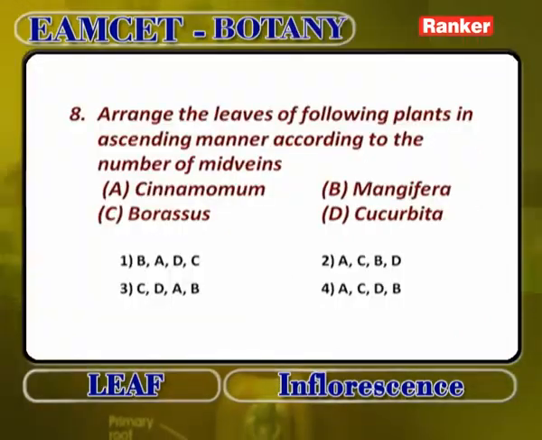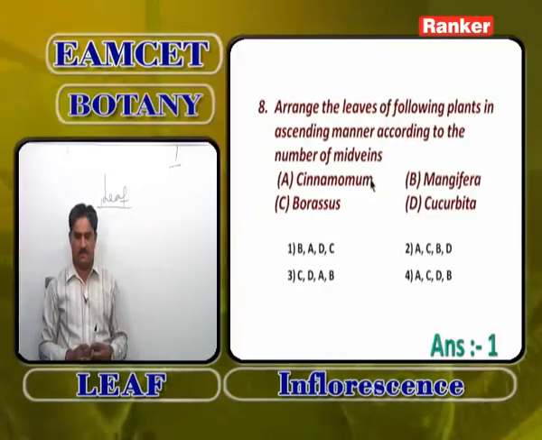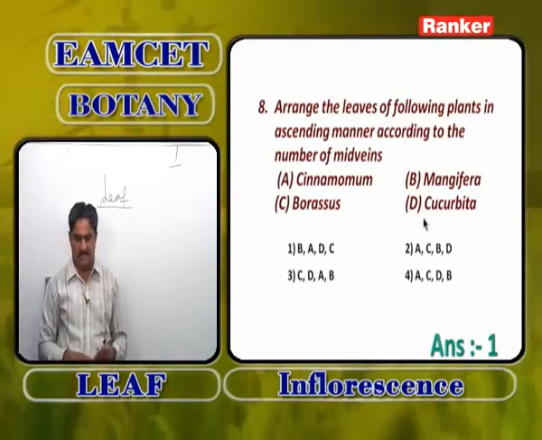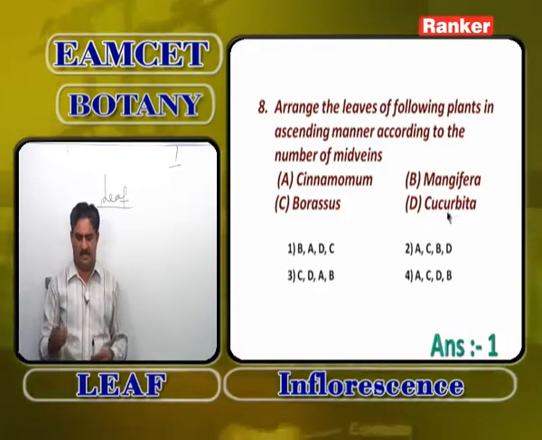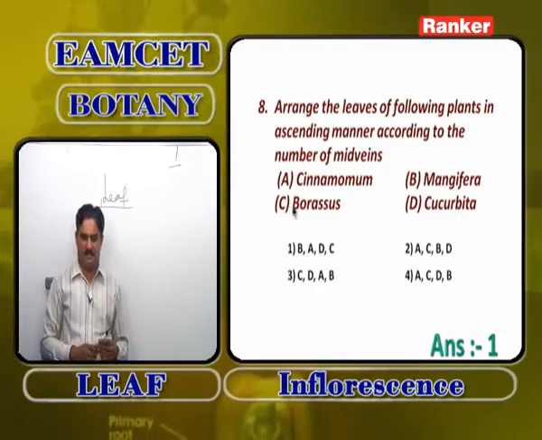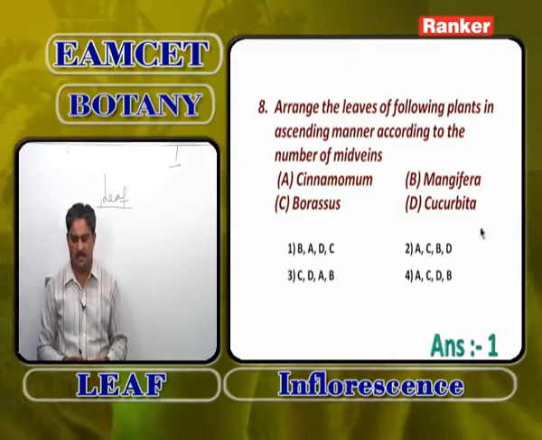Next, arrange the leaves of the following plants in ascending manner according to their number of midribs. The answer is B, A, D, C. Why? Because B is Mangifera, only one midrib. Cinnamomum, many midribs, but just more than that. Cucurbita, a little bit more, and Borassus are many. So the answer is B, A, D, C.